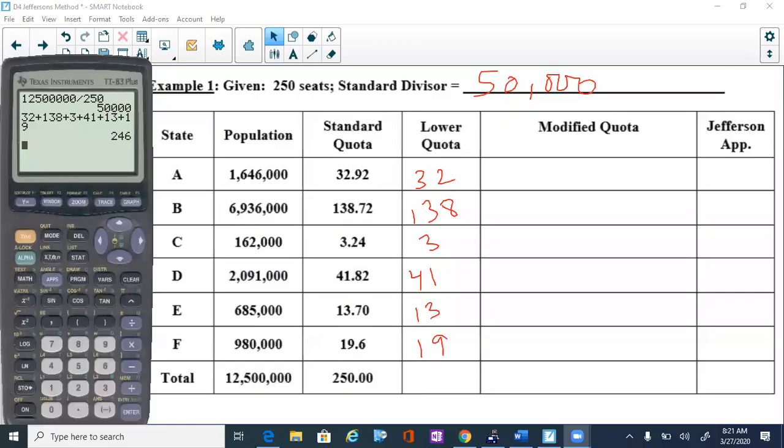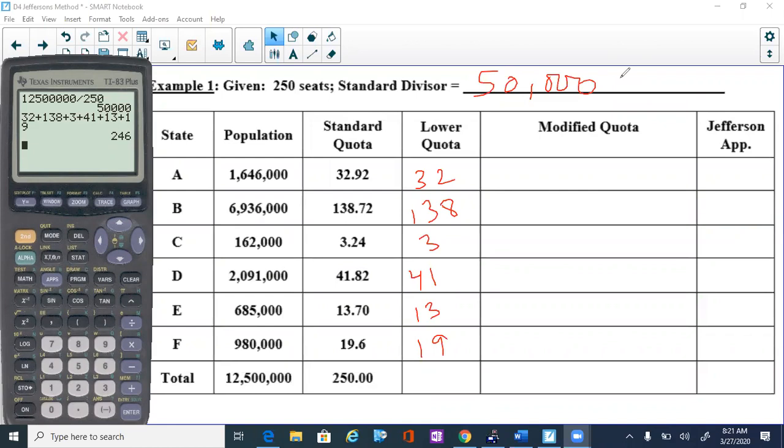Okay, we're going to go ahead and talk about Jefferson's method of apportionment. Jefferson apportionment is very similar to Hamilton's in that you start by finding your standard divisor and then find your standard quotas and round down to your lower quota. As you can see, I've gone ahead and done that.